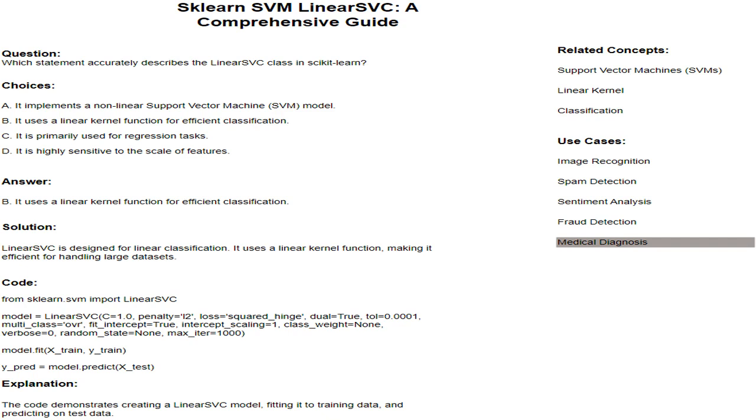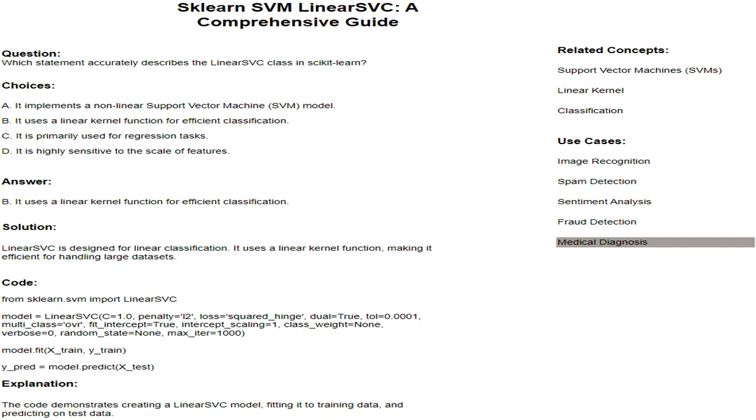This code snippet demonstrates the creation of a LinearSVC model, training it on training data X_train, y_train, and then making predictions on test data X_test. The code highlights various hyperparameters of LinearSVC that can be adjusted to control model behavior.